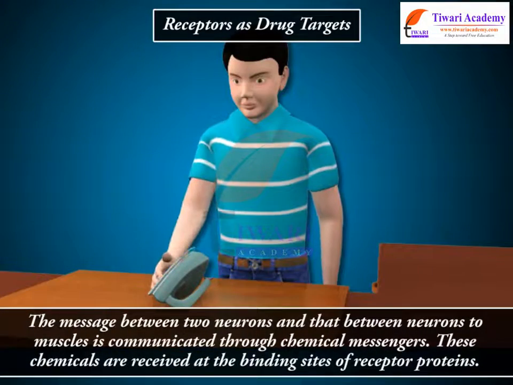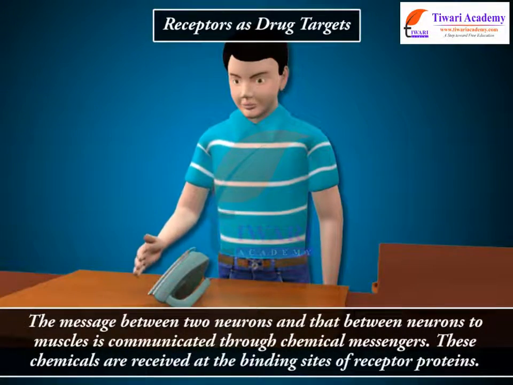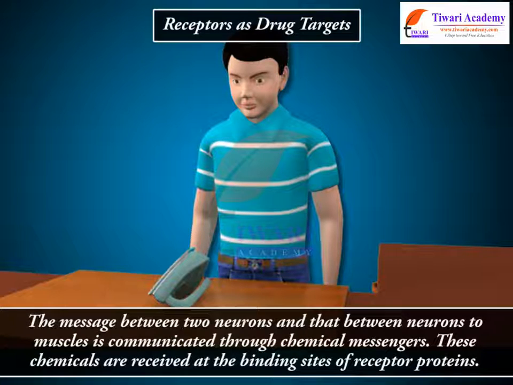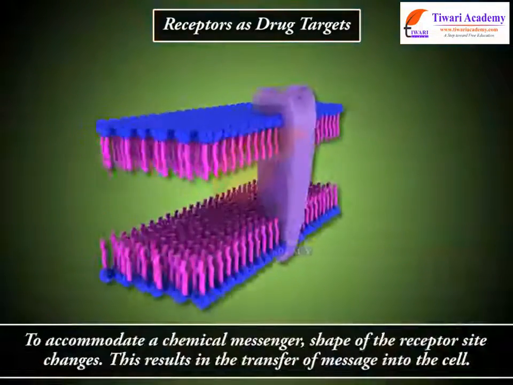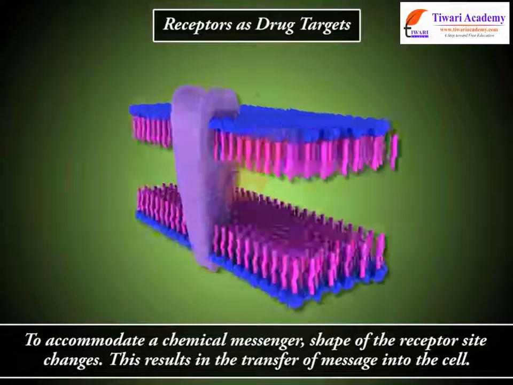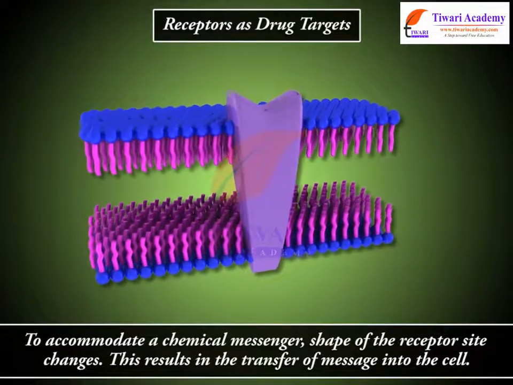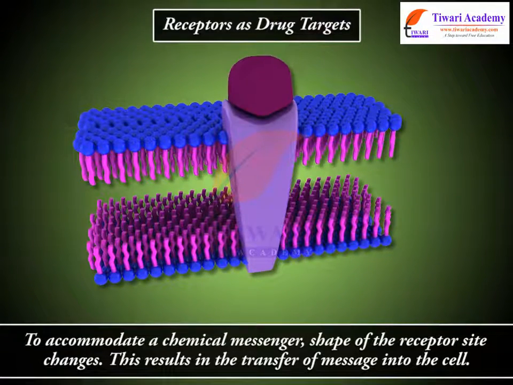The message between two neurons and that between neurons to muscles is communicated through chemical messengers. These chemicals are received at the binding sites of receptor proteins. To accommodate a chemical messenger, shape of the receptor site changes. This results in the transfer of message into the cell.